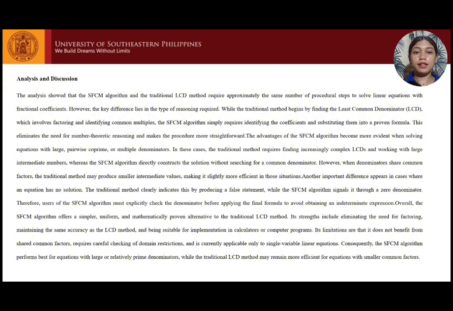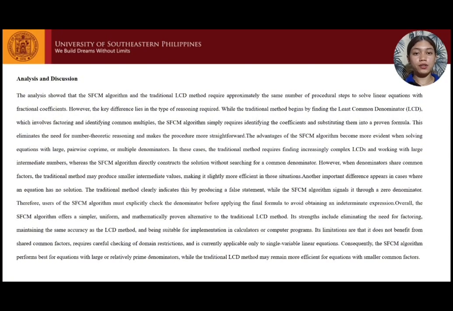And then there's equation 5, which exposes a real difference in how the two methods signal that no solution exists. The traditional method arrives at a manifestly false numerical statement, impossible to mistake for a true one. SFCM, by contrast, signals failure only through a vanishing denominator, and the student who forgets to check that condition risks evaluating an indeterminate 0 over 0 expression as if it were a real answer. So checking the denominator has to be built in as an explicit, non-optional step in the algorithm.